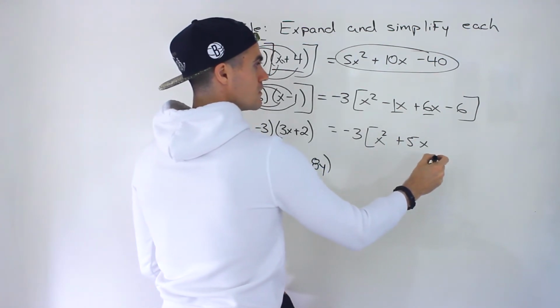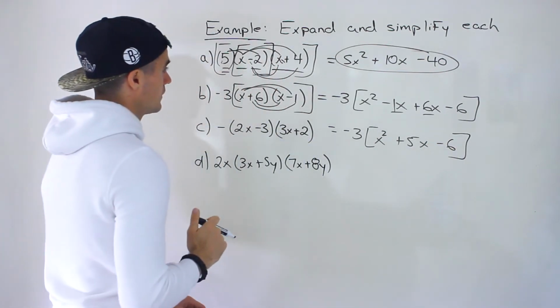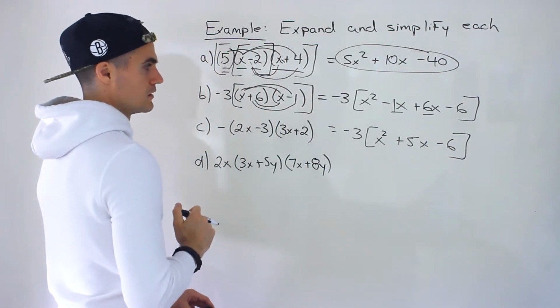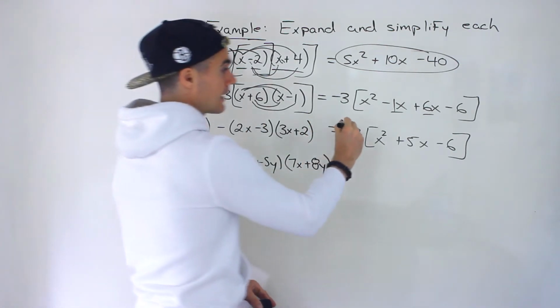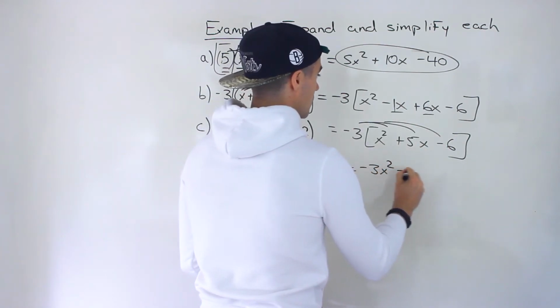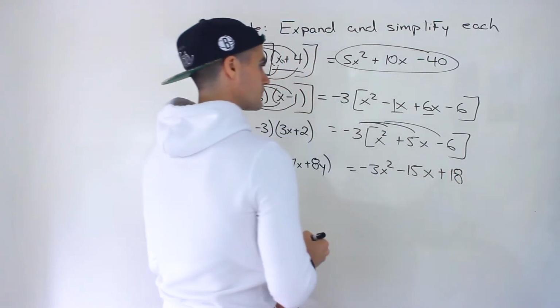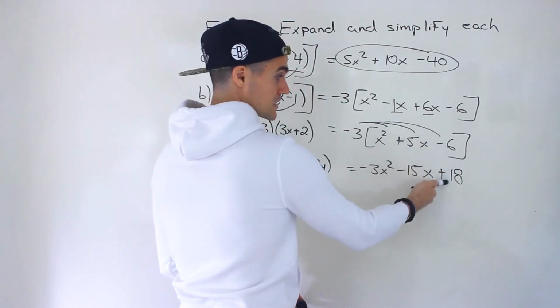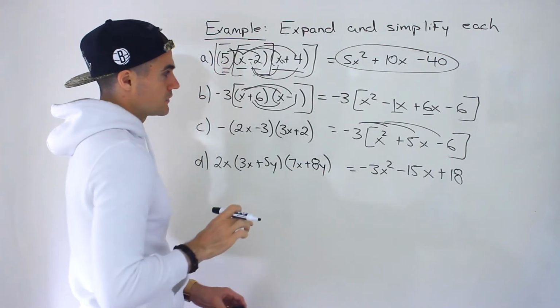And then we got the minus 6 here. Give me a sec. Yes. Looks all good to me. And then from here, we could distribute that negative 3 inside the bracket. So we end up with negative 3x squared minus 15x plus 18. Right? Negative 3 times negative 6 gives us a positive 18, like that. So that ends up being the final answer.